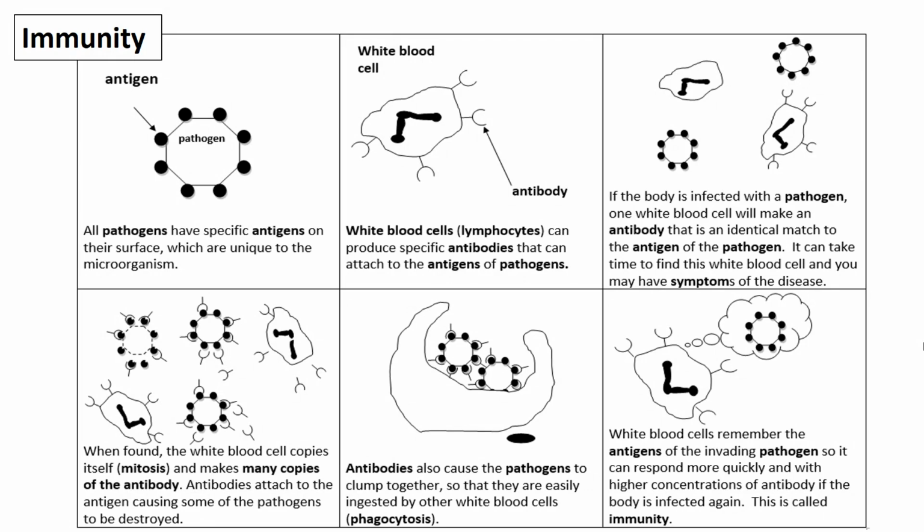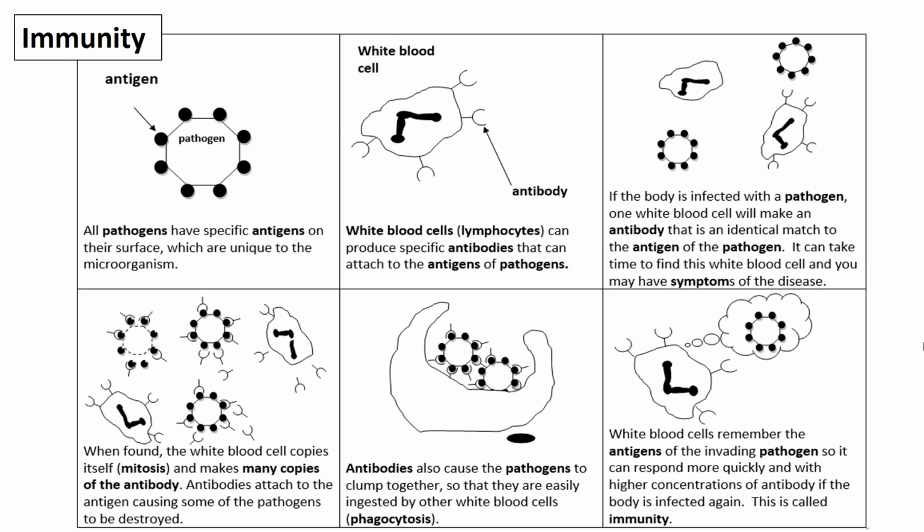When you found the white blood cell with the right shaped antibody to that antigen, that white blood cell copies itself by mitosis to make many copies of the white blood cell and lots of copies of that antibody, which is specific to that antigen. And the antibodies then go attaching to any antigen that it comes across, and this causes the pathogens to be destroyed. One of the ways it destroys the pathogens is by causing them to clump together to make it easier for phagocytosis to happen.